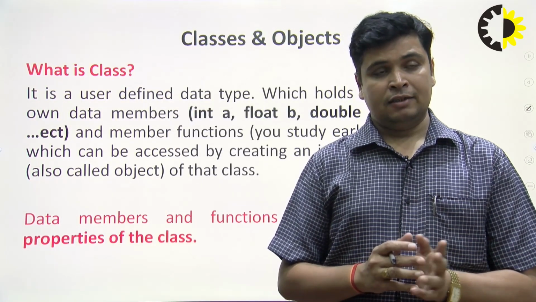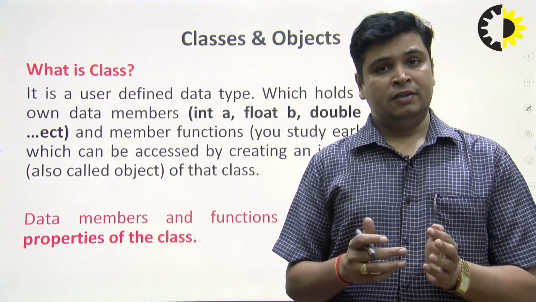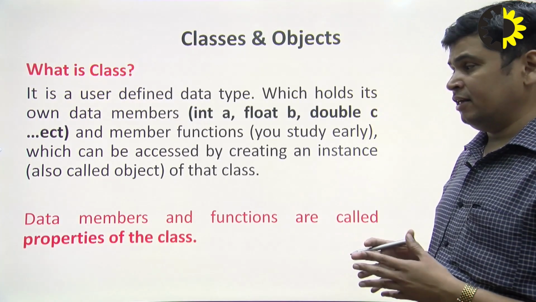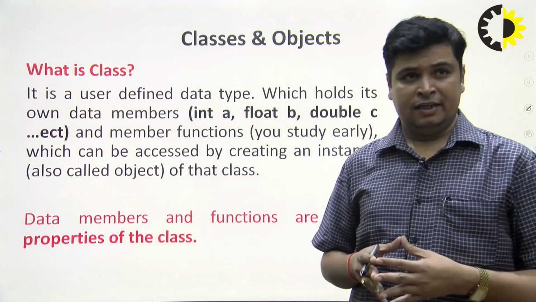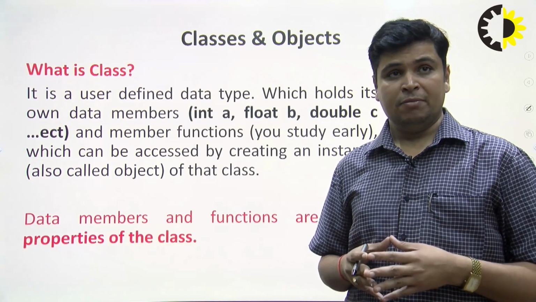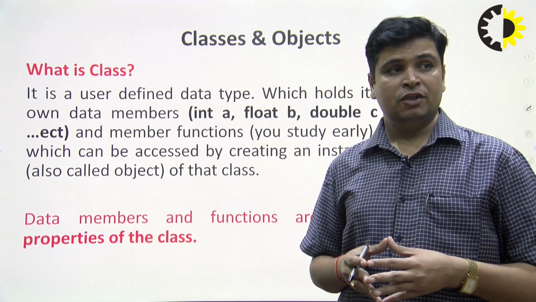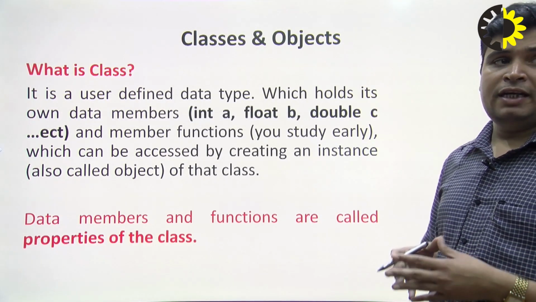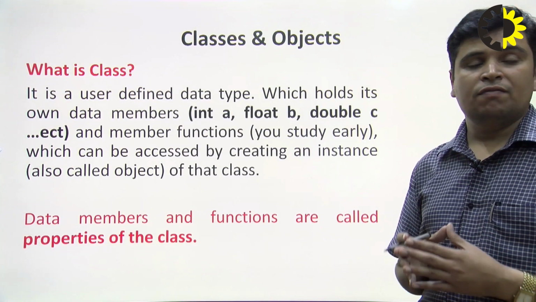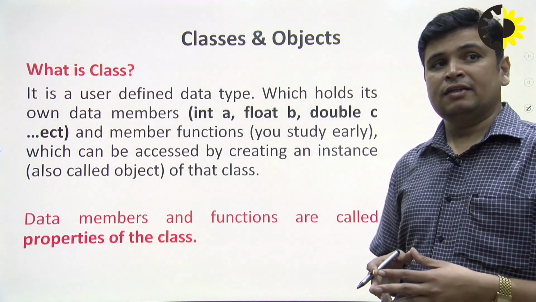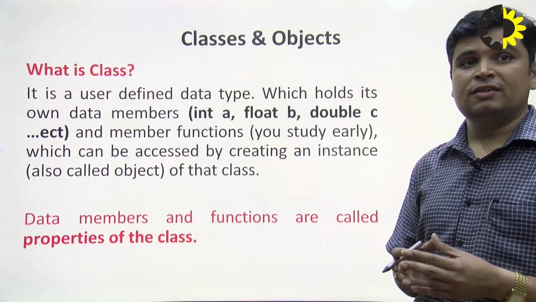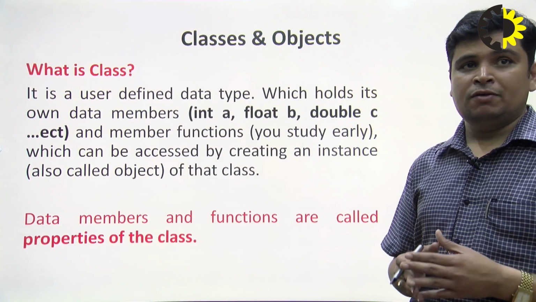So if we talk in simple terms, we can say it is a user defined data type which holds its own data members like variables and member functions, which can be accessed by creating the object or instance of a particular class. And these properties, like data members and functions, are called the properties of a particular class.